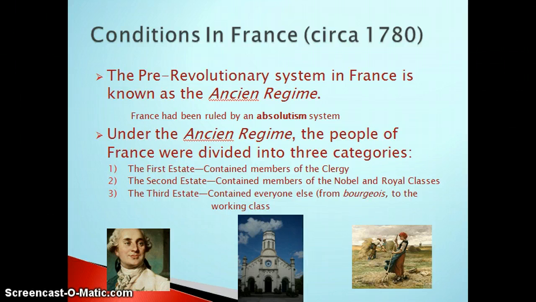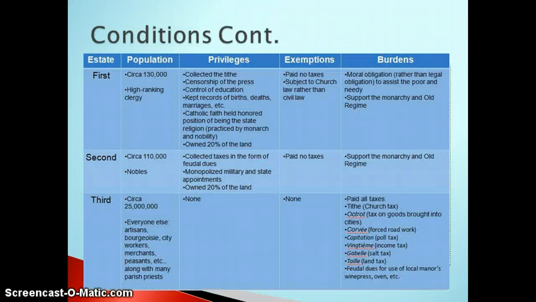Now I'm going to pause here for a second for you guys to get these notes down, because this is the preliminary stuff. This is a little bit important to understanding the overall context of the lesson. Now these three estates were very distinct. If you look at this table right here, you can examine each estate, its population relative to the overall population of France, and the privileges they had. The exemptions category is exemptions from mostly taxes. It's the important part. And the burden is going to go with taxes. That's the part you want to focus on.